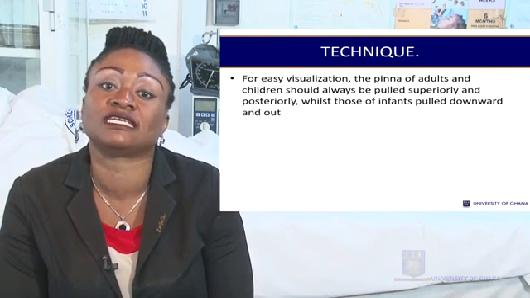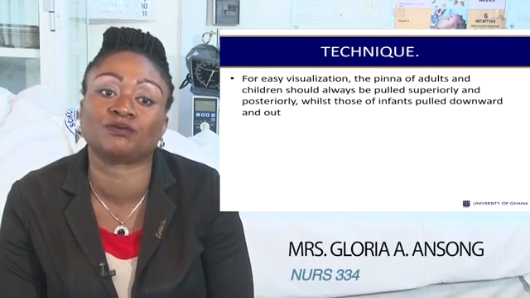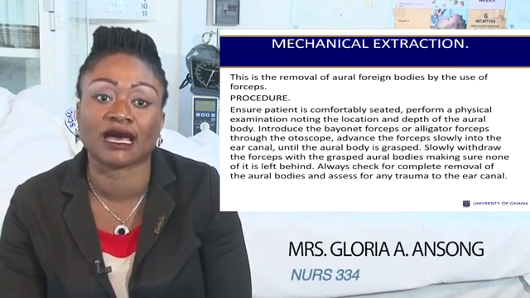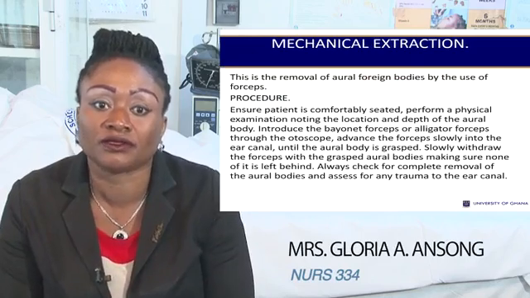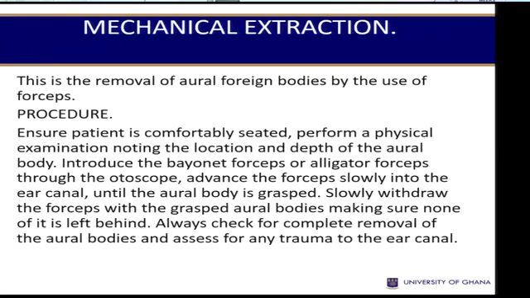For easy visualization, during the removal of the foreign body, the pinna of the adults and children should always be pulled superiorly and posteriorly, and those of infants pulled downward and out. So mechanical extraction involves the removal of aural foreign body by use of forceps. Patient is comfortably seated.